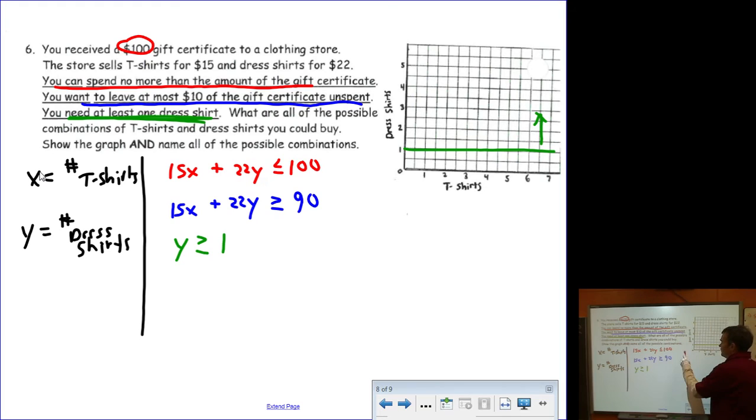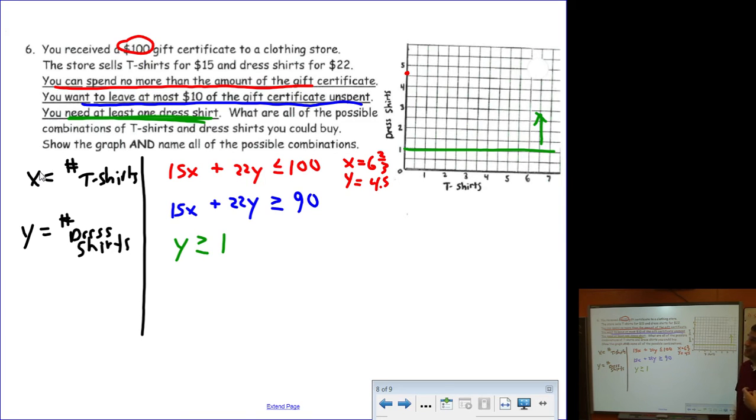So for the red line, the x-intercept would be 100 divided by 15, which is 6 2/3. And the y-intercept would be 100 divided by 22, which is a little bit more than 4.5. It's barely more, it's 4.5, 4.6. So let's kind of estimate those. The y-intercept is going to be about right here at 4, a tiny bit above 4.5.